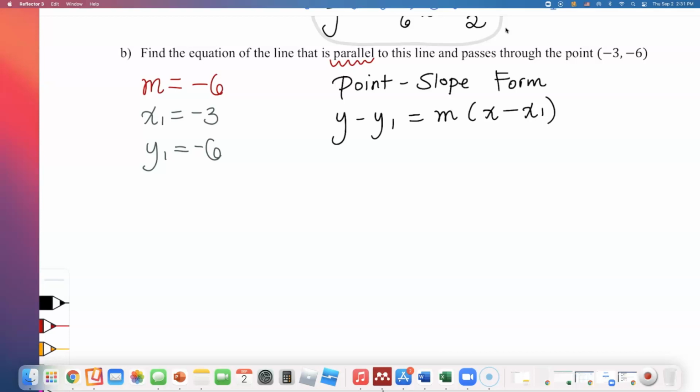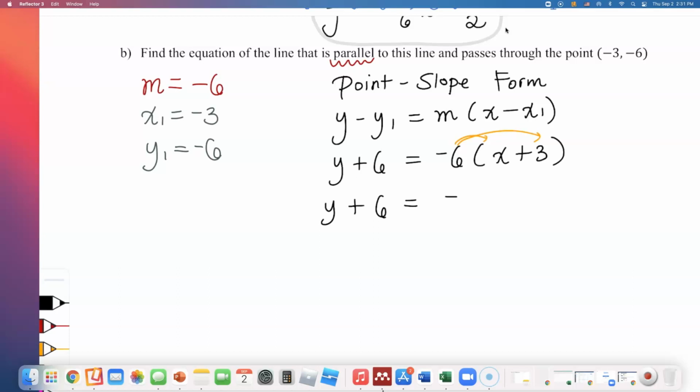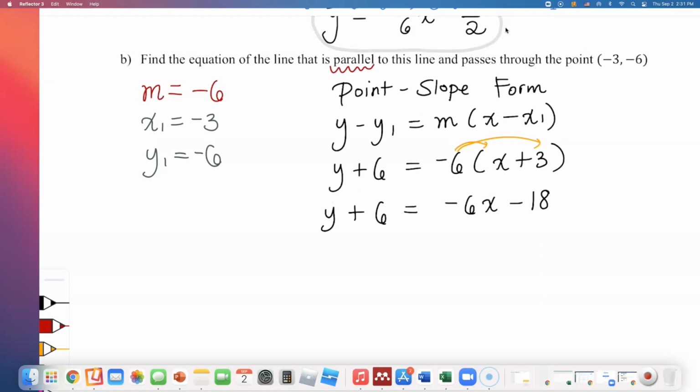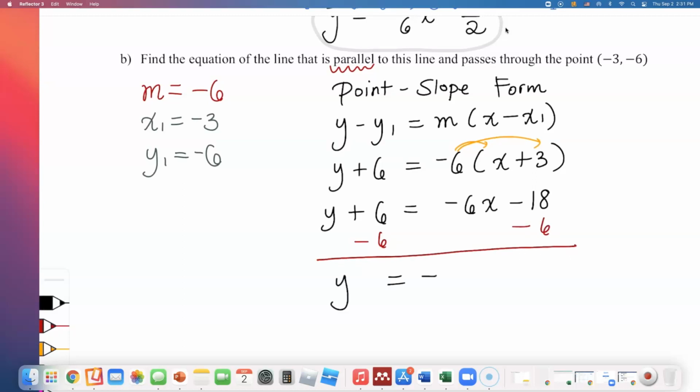If I plug in all my numbers in here, that will be y plus 6 equals -6 times x plus 3. Distribute the -6. This turns into y plus 6 equals -6x minus 18. Let us subtract 6 from both sides. Oh, the y-intercept will be very low. It turns into y equals -6x minus 24.